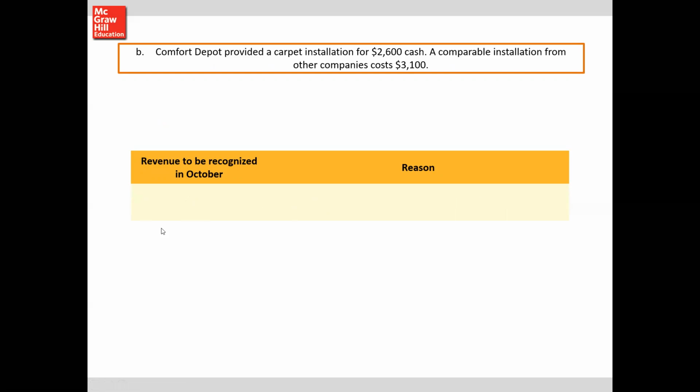All right, next one. We've got Comfort Depot provided a carpet installation for $2,600 cash. A comparable installation from other companies cost $3,100. So it looks like they've actually provided the service. They got a transaction price that has been established. They've got the cash, but more importantly, they've actually earned it. So in this one, again, the service has been provided, so the amount that you would recognize is $2,600. The $3,100 is irrelevant because $2,600 is what this particular customer charged.